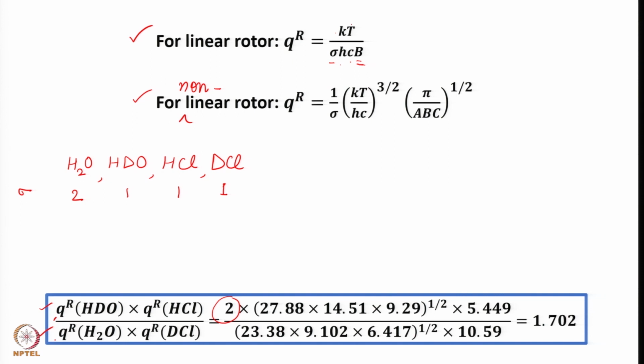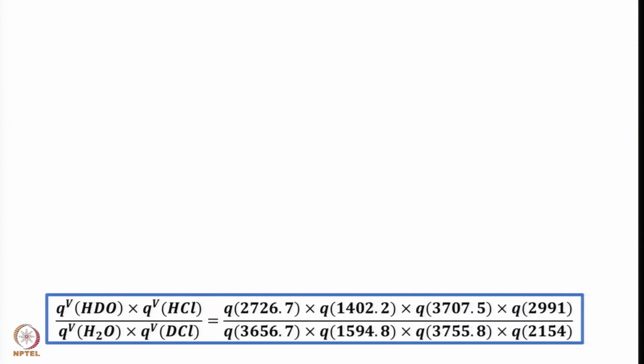and then you get 1.702. So you see, you do not need to evaluate the full value of the rotational partition function for either the linear rotor or the non-linear rotor. When you are expressing in terms of the ratio, many things get cancelled and things get simplified. So this ratio is coming out to 1.702. Now next comes the vibrational contribution.